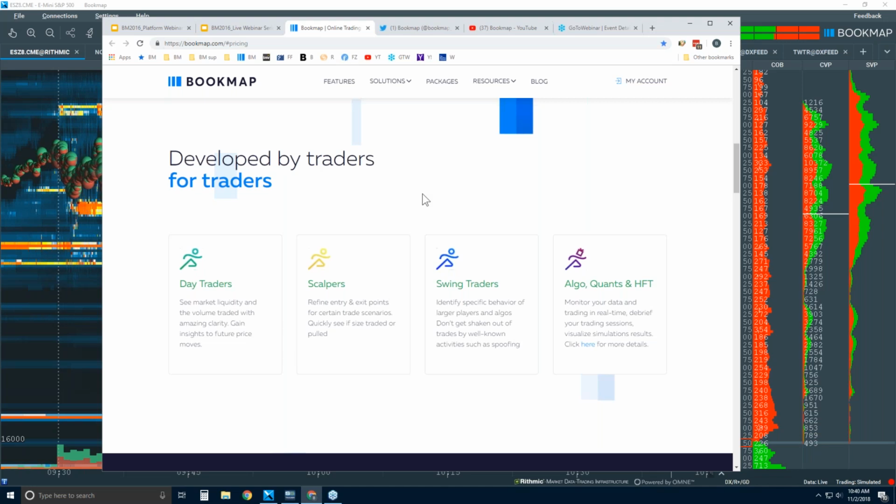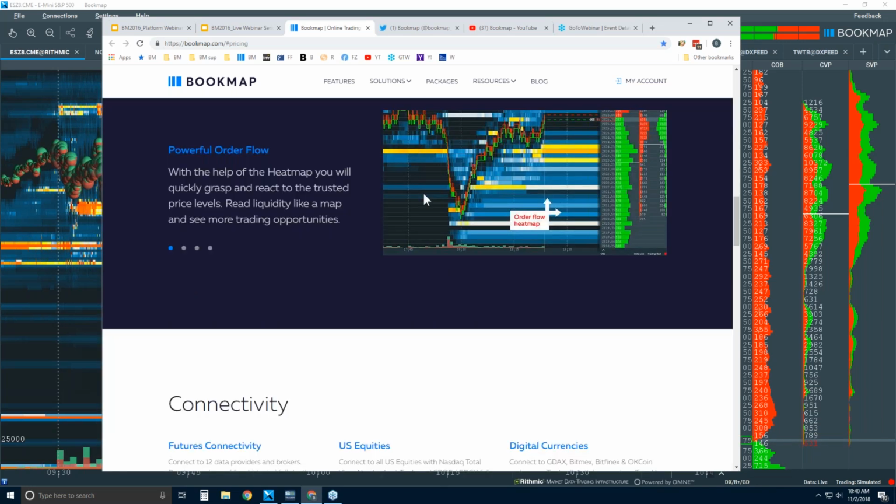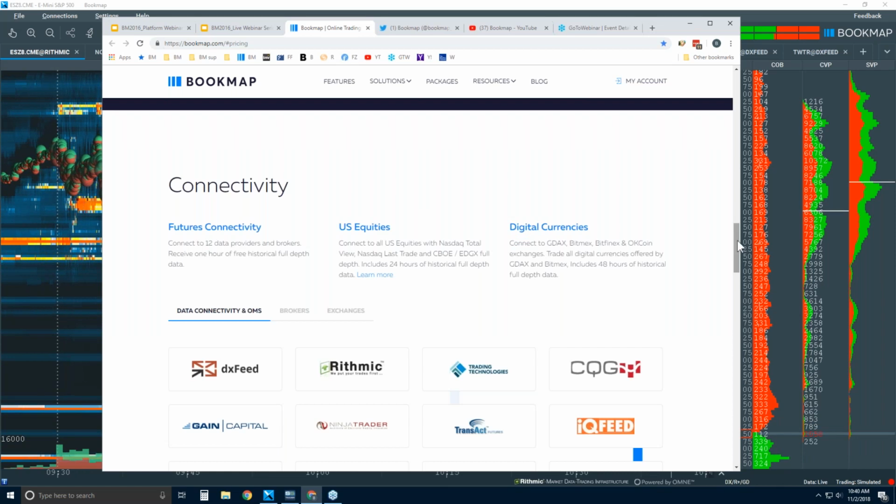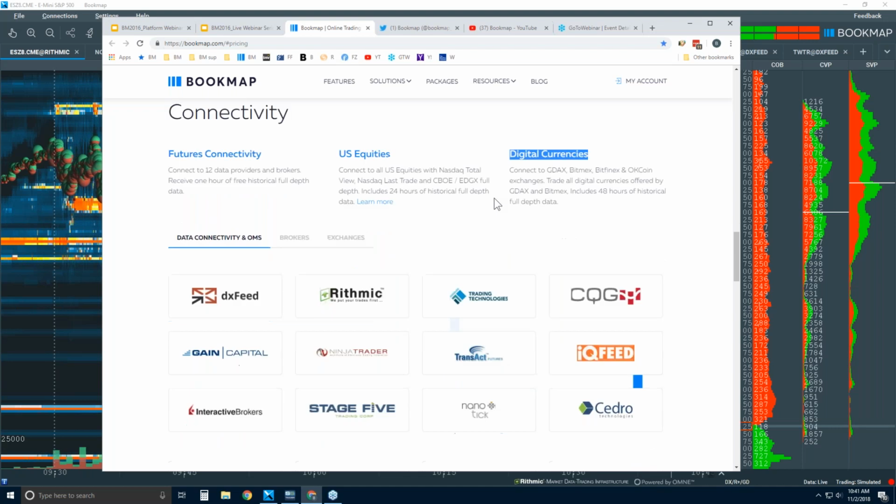Let's continue on. Connectivity: what markets does Bookmap connect to? Futures, US equities, and digital currencies. You will need to provide the data for futures and for US equities. We're not a data provider, nor are we a broker. We're software. For digital currencies, though, the data is free, so you can be up and running and connected to Bookmap immediately. You won't need to provide that data.